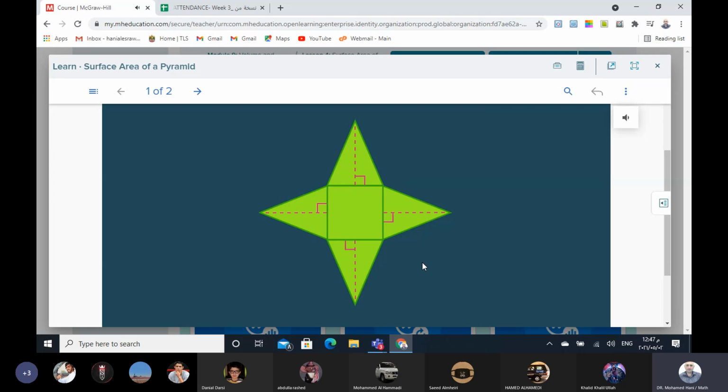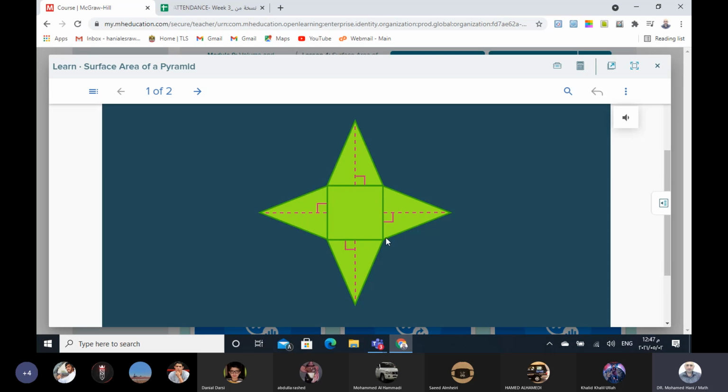So to find the surface area of the pyramid, the first step, draw and label the net. Then as you see here, we have the base will be a square. So find the area of the square. Then find the area of the lateral faces. How many lateral faces do we have here? 1, 2, 3, 4. And the lateral faces here will be congruent because the base is a regular polygon.